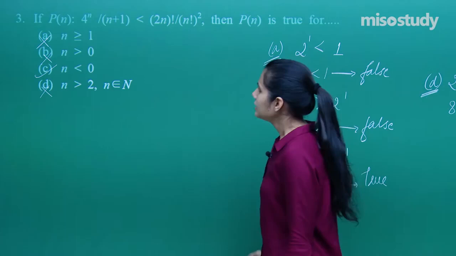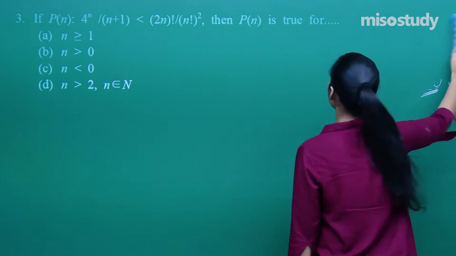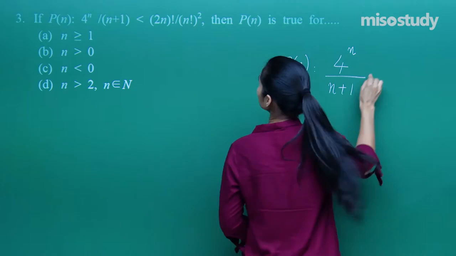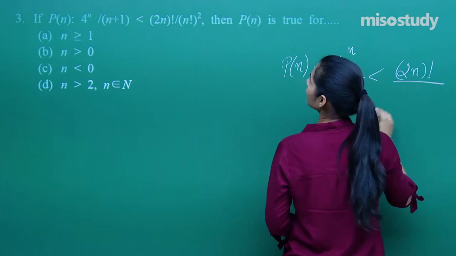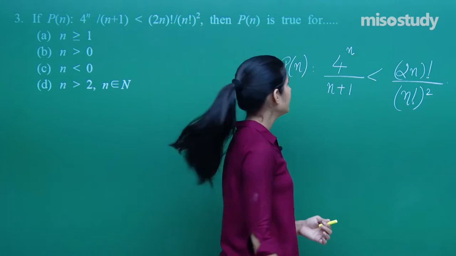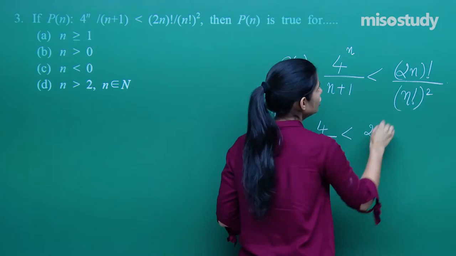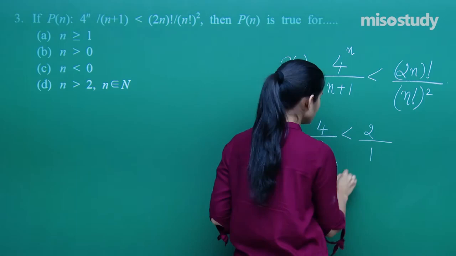Next you have the statement given involving n to be this. Then Pn is true for what values of n? Let us write Pn. It is 4 to the power n upon n plus 1 less than 2n factorial upon n factorial, whole square. For what values of n is it true? If you talk about n equals 1, this becomes 4 upon 2 is less than 2 into 1 is 2, 2 factorial is 2, upon 1 factorial is 1. So you get 2 is less than 2, which is again false. So for n equals 1, it's not true.